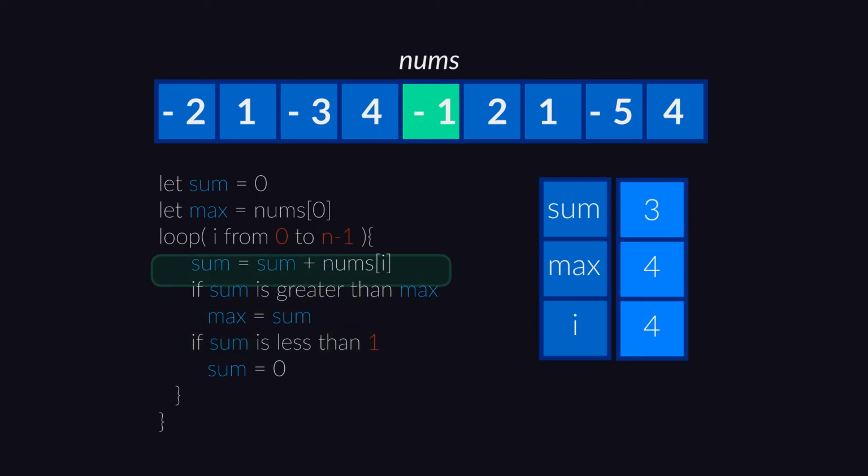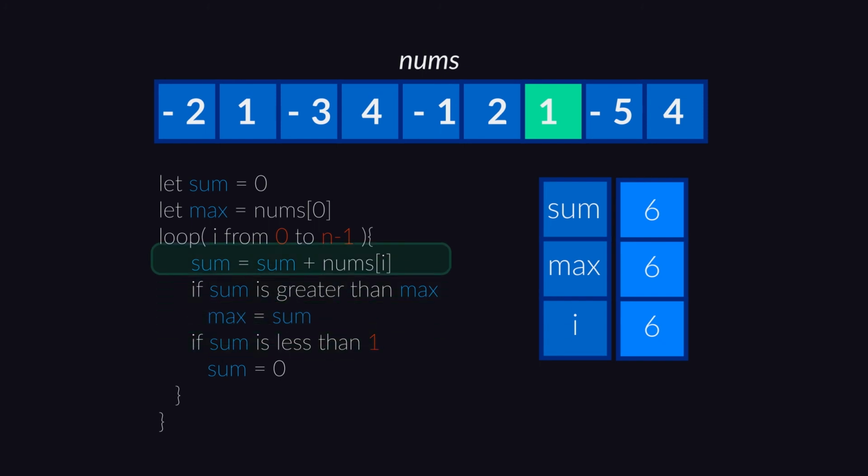So we move to another iteration of i, which is 5. Sum equals 3 plus 2, which is 5. Now 5 is greater than 4. So max equals 5. And the other condition is not valid. We move to the sixth iteration of i. So i equals 6. And sum equals 5 plus 1, which is 6. And again, we are going to update max because sum is greater than max. So max becomes 6. The other condition is still not valid.